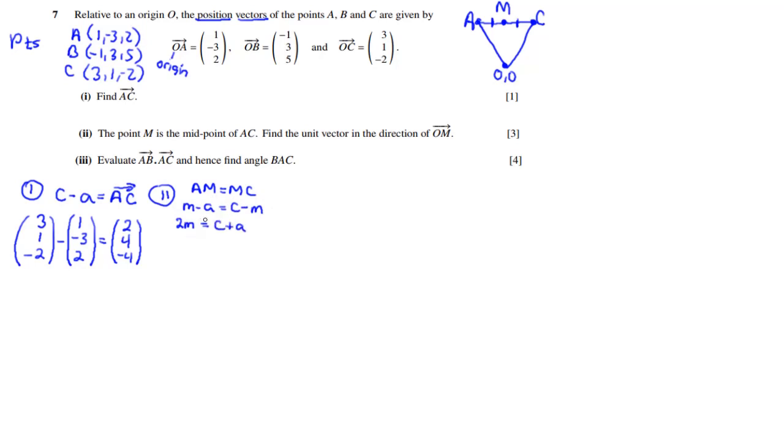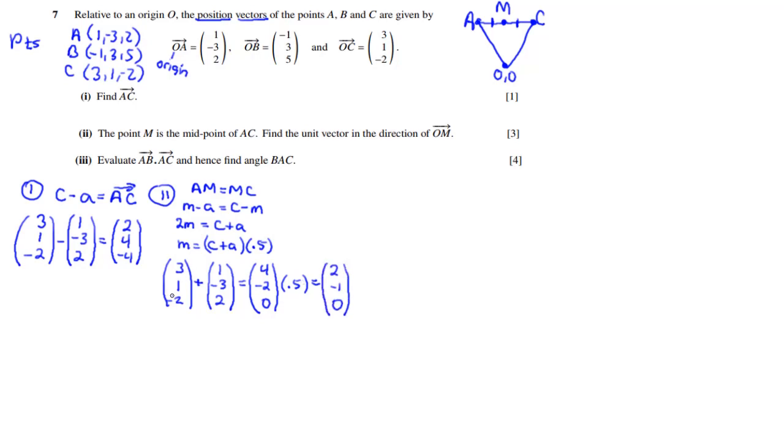Well, then if I rewrite like I did just now, I can find out that M is going to equal C plus A divided by 2, or times 1/2. And so that's what I'm going to do. I'm going to take C and add A, and then multiply the result by 1/2, and that's going to be the midpoint. So all I got to do is add these straight across, and then multiply by 1/2, and I'm going to find out that M is the point 2, -1, 0, and the position vector is 2, -1, 0. So anyway, that takes care of part 2, except they want it to be a unit vector.